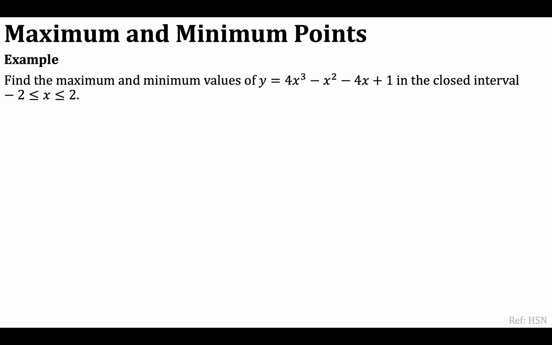So let's have a look at maximum and minimum points. So we want to find the maximum and minimum values of y equals 4x cubed minus x squared minus 4x plus 1 in the closed interval x lying between negative 2 and 2.